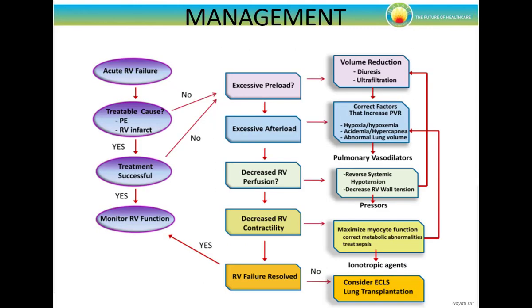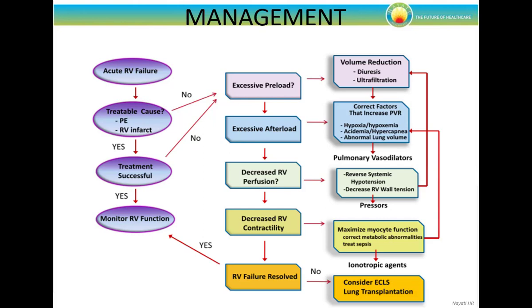Coming to the management, we already know the patient is in right ventricular failure. If it's a treatable cause, you proceed with a particular treatment. If it's a PE, you will always thrombolyse. If it's an infarct, you will follow the protocol for the MI. Along with this, you'll always look at whether there is excessive preload. If there is excessive preload, you use dialysis, or you can also use ultrafiltration.